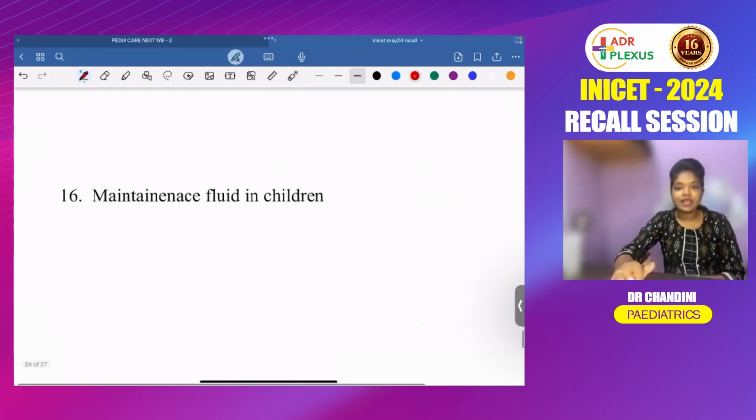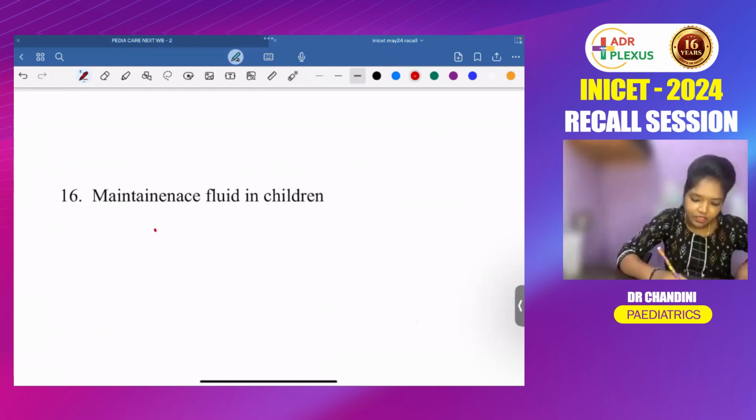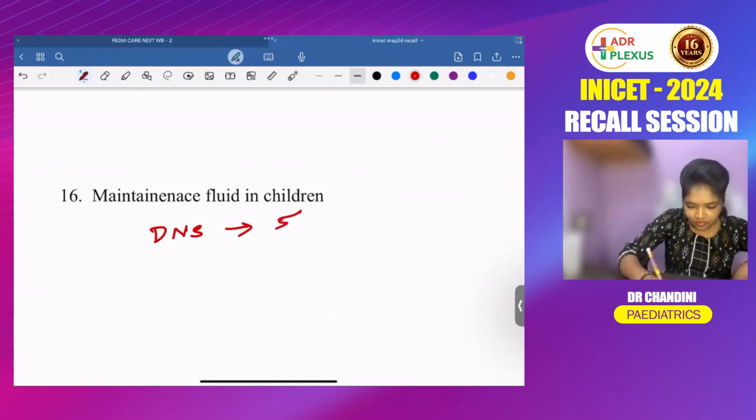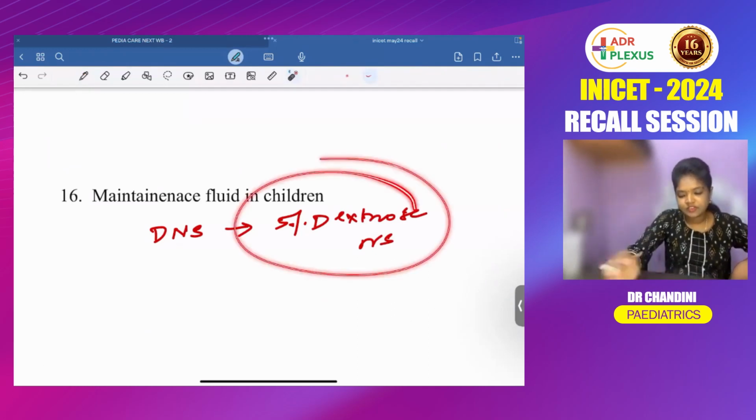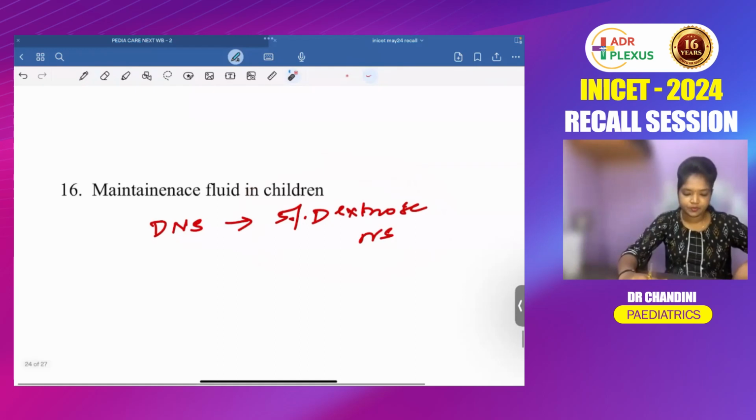Next, there was another direct question on maintenance fluid in children. So in maintenance fluid in children, we usually use DNS. So in DNS, we have 5% dextrose and normal saline. Okay. So this was there in the option. So you would have selected 5% dextrose and normal saline. That is the answer for this question.